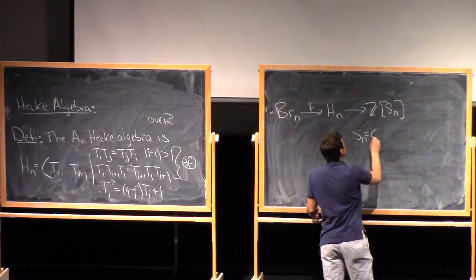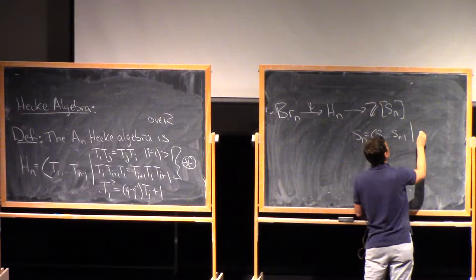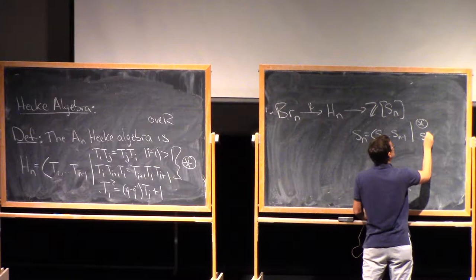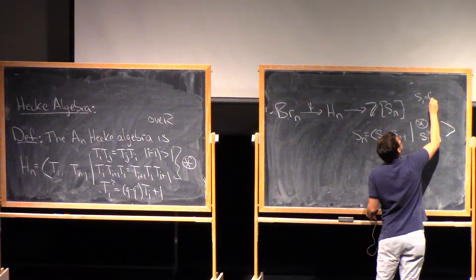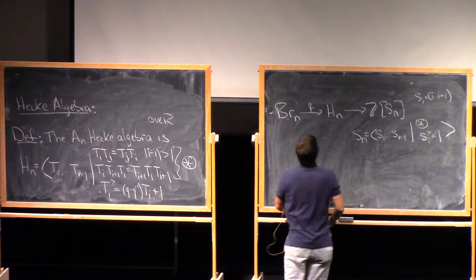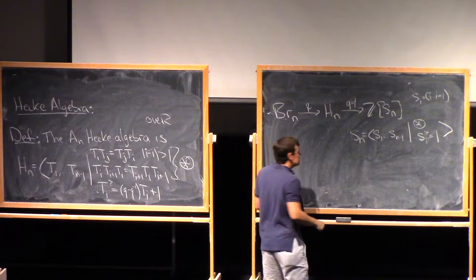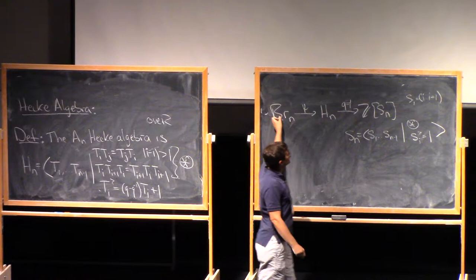S1 up through S(N-1), such that the braid relations hold, but also S_i squared is the identity. Here S_i is just the permutation that switches i and i+1. And here the homomorphism is, I set q equal to 1. Then this relation here is just the braid relation. And what's the composite homomorphism here?